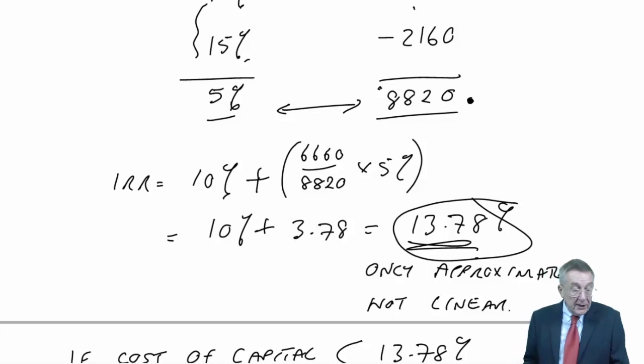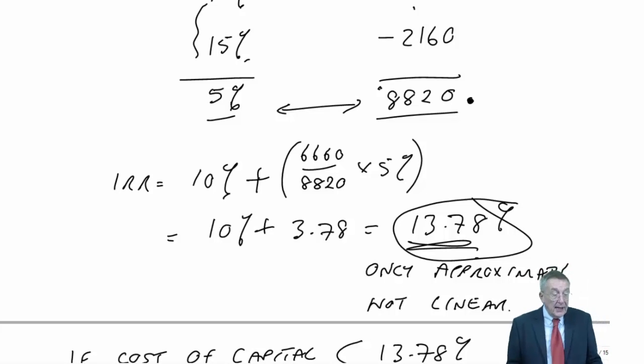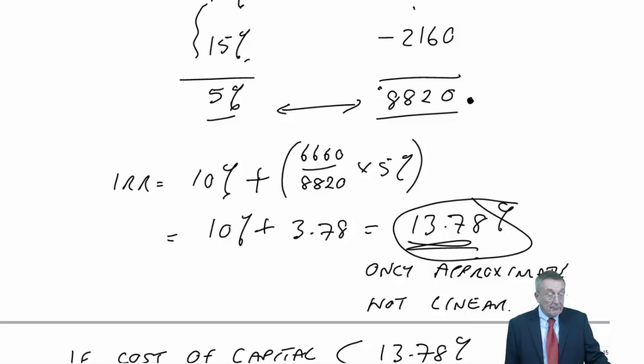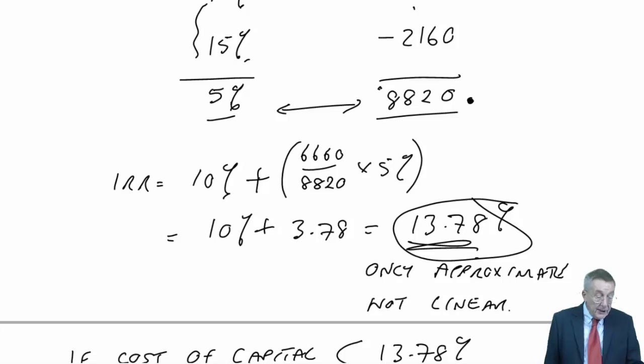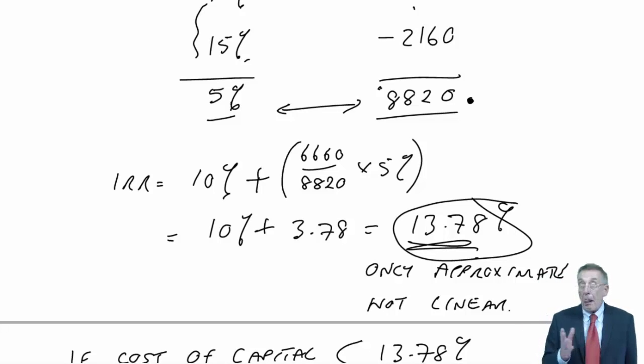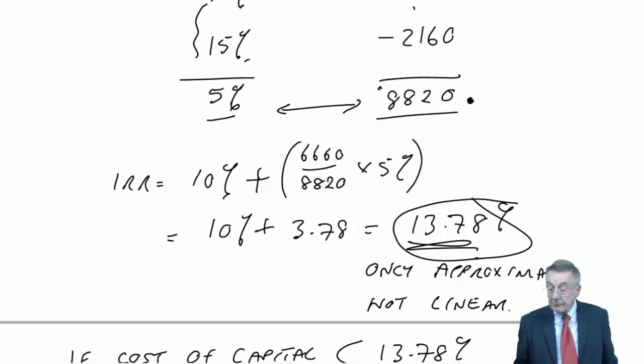Anyway, that's internal rate of return. Now, I'll pause the lecture here, but in the next lecture, we'll look at a variation of that called the modified internal rate of return. So we'll have a break here, but in the next lecture, I'll go straight on with the rest of the chapter.